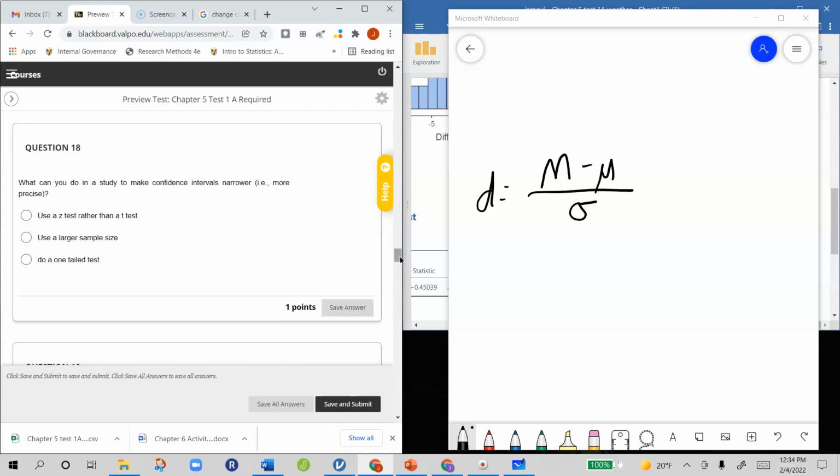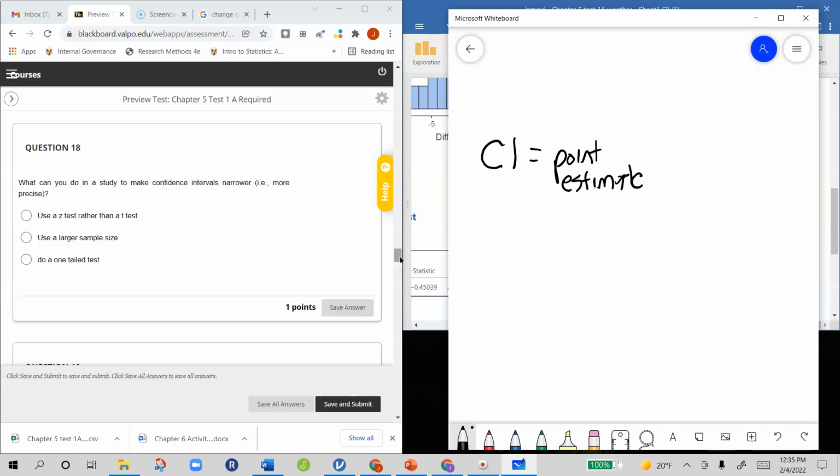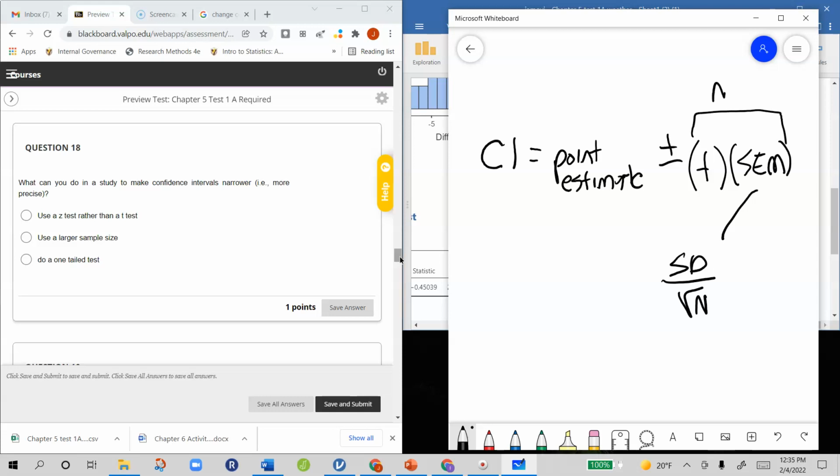Number 18, what can you do to make confidence intervals narrower or more precise? When you're thinking about confidence intervals and how to make them more precise, your confidence interval is going to be a point estimate, and then you're going to add and subtract a margin of error to and from that. My margin of error is going to be a t-statistic multiplied by the standard error of the mean. The t comes from a table. The standard error of the mean is the standard deviation divided by the square root of n. So this whole unit here is our margin of error.